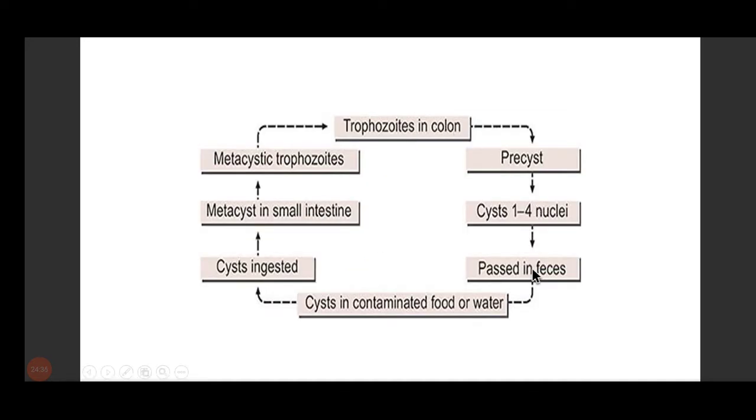Okay. Then this is a simple slide. Trophozoites are there in the colon. These are passed in feces. They initially form cysts with 1 to 4 nuclei. Encystation, which I am saying, occurs. Cysts are passed in feces. They contaminate the food and water. Thus, these cysts are ingested, and from the small bowel they enter the large bowel and form trophozoites, and this cycle goes on and on.